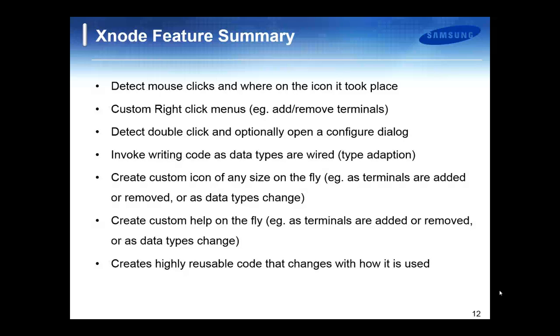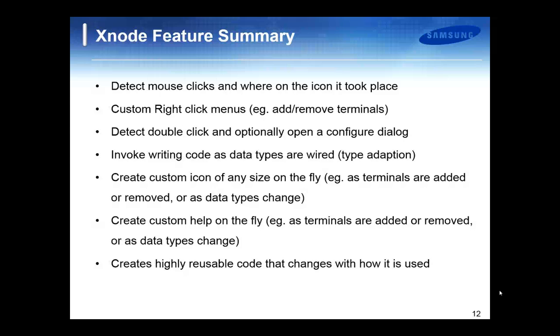It can detect things like double clicks to open optional dialogues, and it can invoke writing code as data types are wired. So this is like type adaption: as you wire anything to me, I change my code. And whether that's just through changing the icon or, like the circular buffer, changing the other XNodes that are wired to me. You can create custom icons on the fly as terminals are added or removed.